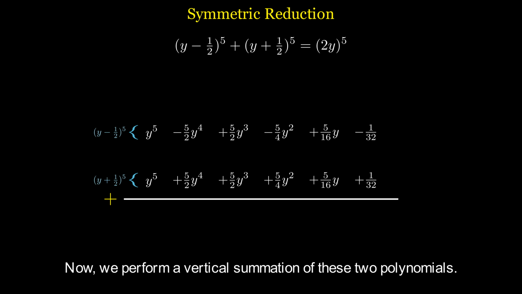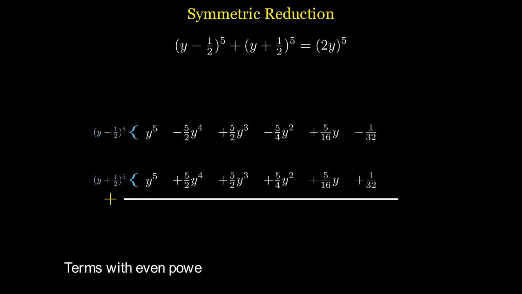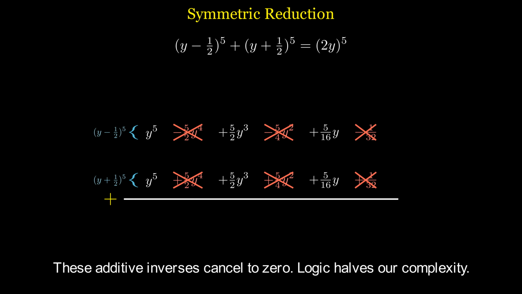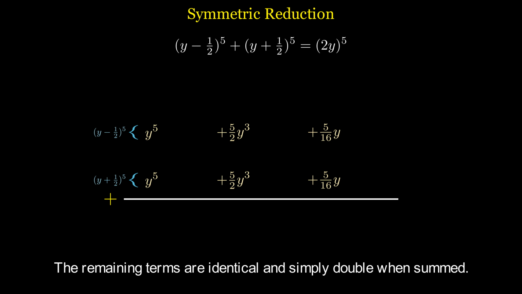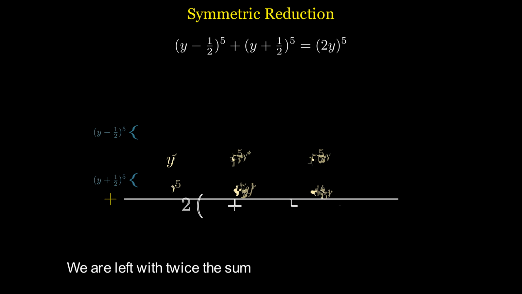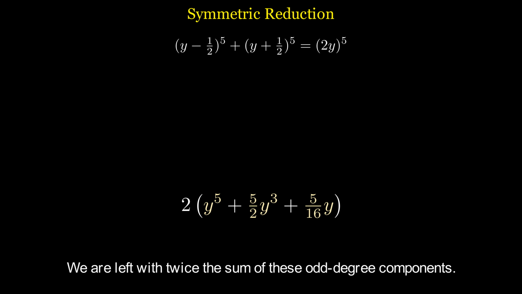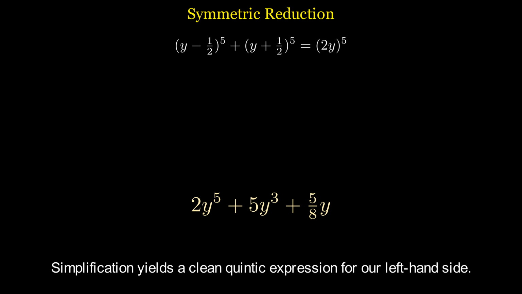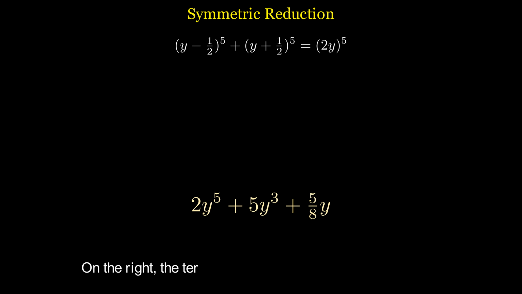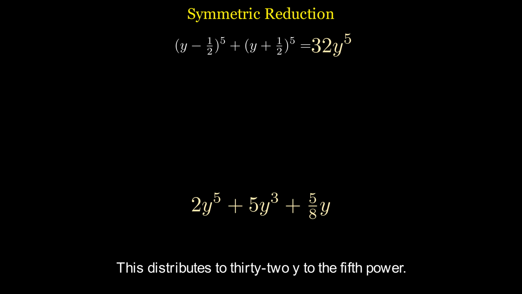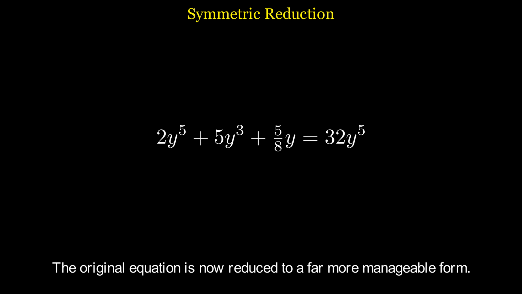Now we perform a vertical summation of these two polynomials. Terms with even powers of y have odd powers of the constant. These additive inverses cancel to 0. Logic halves our complexity. The remaining terms are identical and simply double when summed. We are left with twice the sum of these odd degree components. Simplification yields a clean quintic expression for our left-hand side. On the right, the term 2y to the 5th must be evaluated carefully. This distributes to 32y to the 5th power. The original equation is now reduced to a far more manageable form.